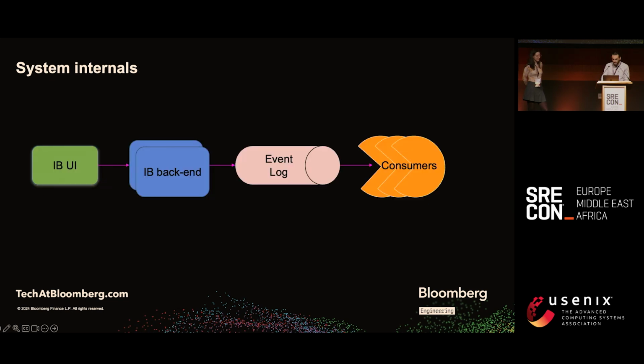This is a very, very high-level view of the IB system. You can see we have the IB UI. In reality, this is many components, not a single one. Then the IB backend, a lot of components, a lot of data stores, some event log, and many consumers. I need to stress this is just a simplified view for presentation purposes. In real life, it's totally different. These components are owned by different teams, some of them even outside of our department. And the communication between them is not a straight arrow between each of them. It's much more complicated.